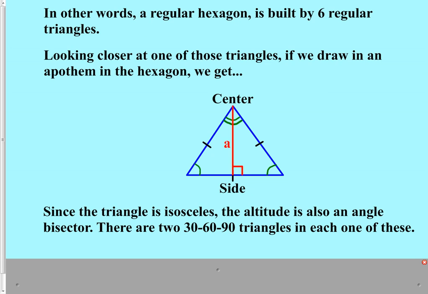Now, since the triangle is isosceles, the altitude is also an angle bisector. That is going to cause our triangle, instead of being 60, 60, 60 on its three angles, to be broken into two 30, 60, 90 triangles. And as you recall from back in the day, we did talk about 30, 60, 90 triangles, and they have their special little rules to go along with them. Press pause if you need more time.